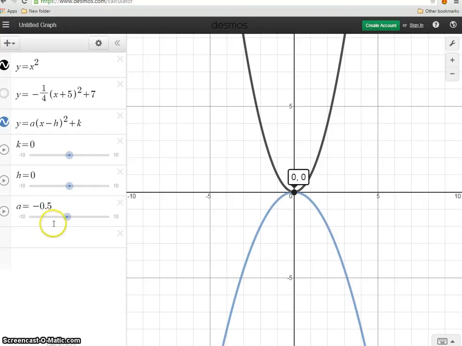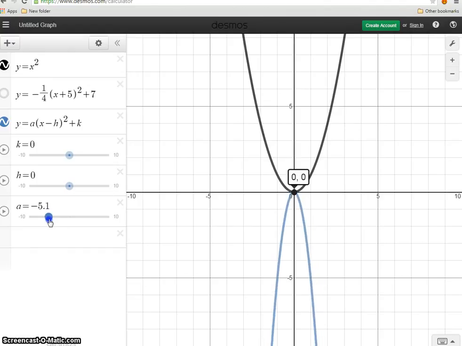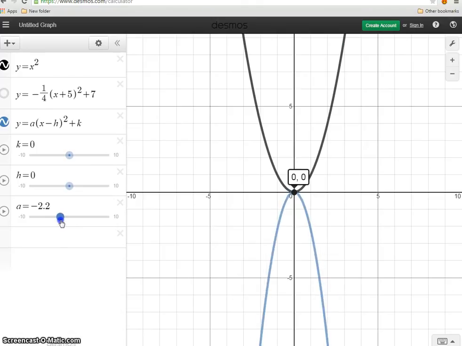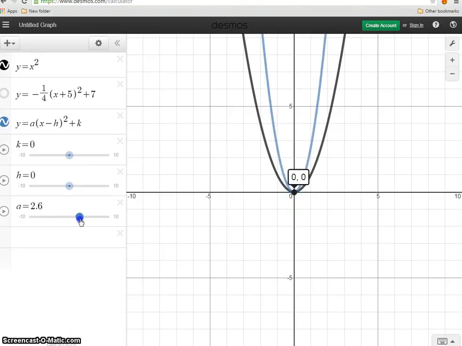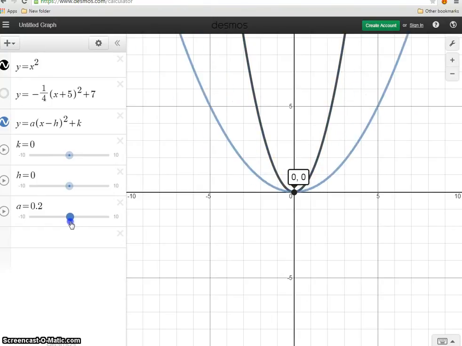So that's what gives me that reflection in the x-axis that we were talking about in your investigation. As I keep going more and more negative, you'll see that again, my parabola gets narrower and narrower. So what the a value tells you: if it's negative, you've been reflected, so you're opening down. If it's positive, it's not reflected, it's opening up. And if you're comparing it to y equals x squared, if your a value is larger than 1, it's going to be narrower. But if it's between 0 and 1, it's going to be wider.